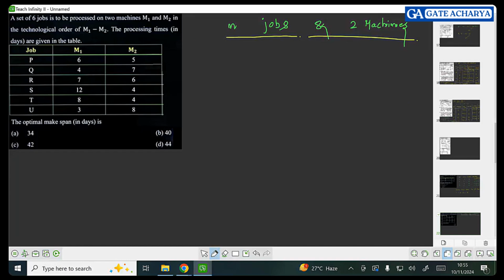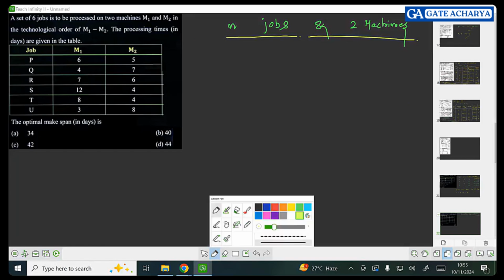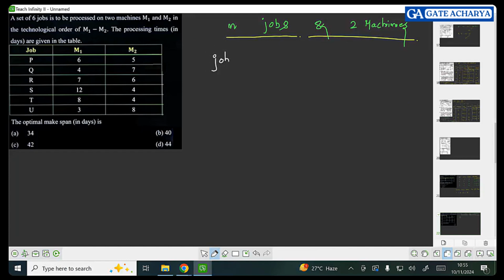Right. Now let us take that. What is Johnson's algorithm? Johnson's algorithm provides the optimal job sequence.